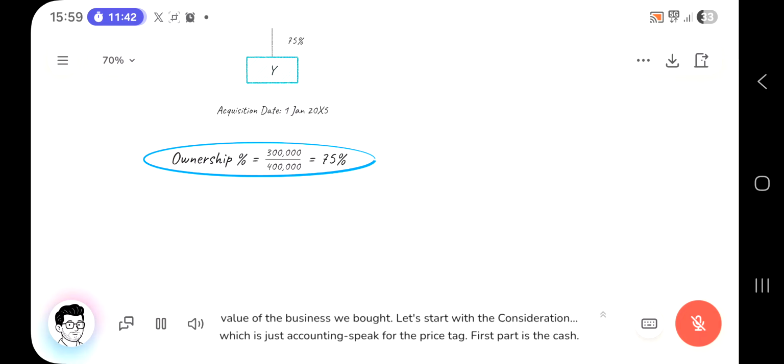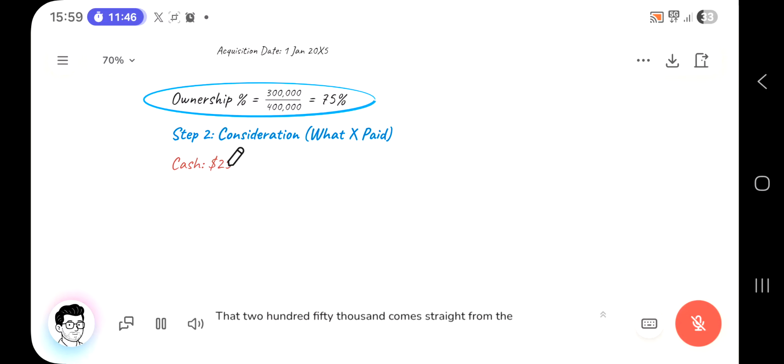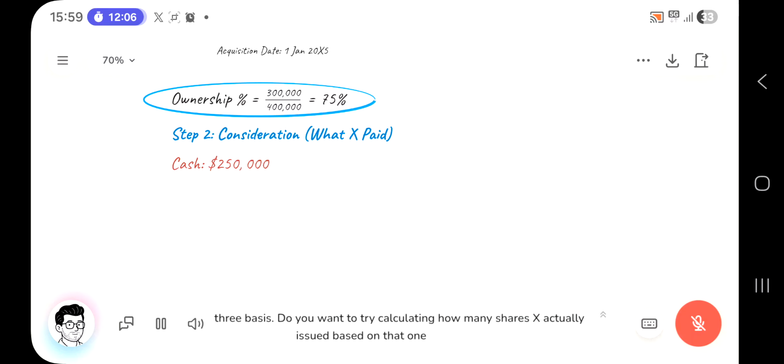First part is the cash. That 250,000 comes straight from the problem text where it says cash payable at acquisition. Simple enough, right? But then it gets spicy. X also issued new shares. The notes say a 1-for-3 basis. Do you want to try calculating how many shares X actually issued based on that 1-for-3 rule?